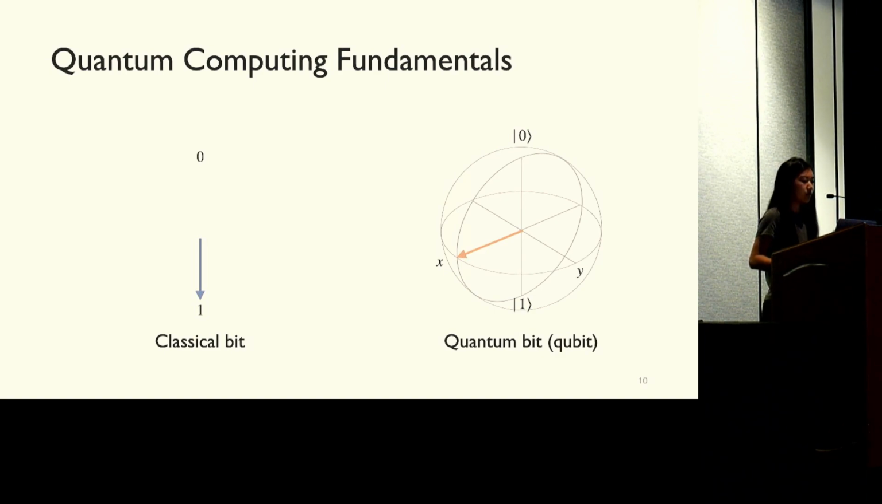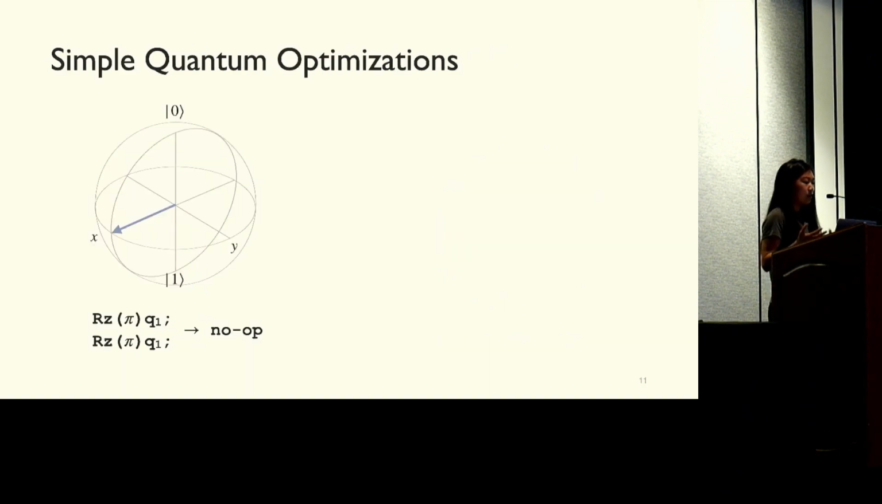So for example, one operation is called the RZ gate, and from the name you might think that it rotates around the z-axis. A very simple rewrite rule that involves this RZ gate is just two adjacent RZ gates on the same qubit. If I apply the first gate, then it'll rotate it by pi. And then if I rotate by pi again, it brings me back to the same place I started, so we can cancel these gates out.